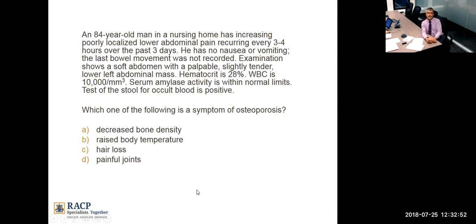Take a look at this. This is an example of what I was saying before. It basically has a scenario and then a question that's not linked to the scenario whatsoever. Try and avoid doing this. Next.